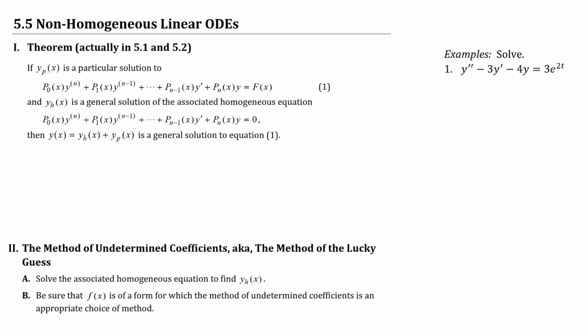It says this y sub p is a particular solution to this nth order, right? We've got an nth order derivative here. Linear, you can look at that form. You should recognize that as a typical linear form ordinary differential equation. And if this f of x function is not the zero function, then it's a non-homogeneous differential equation.